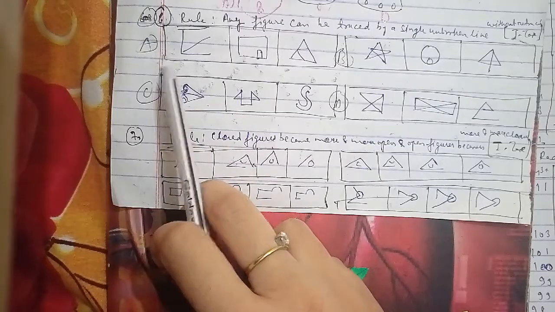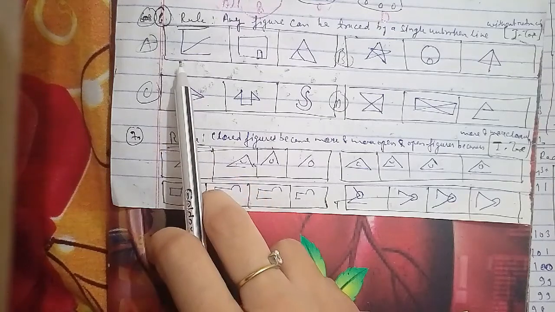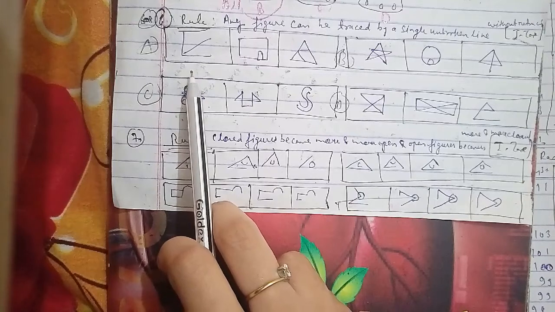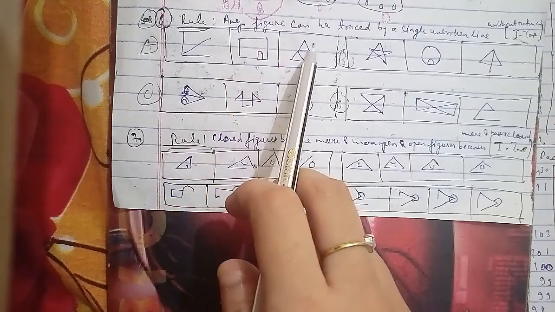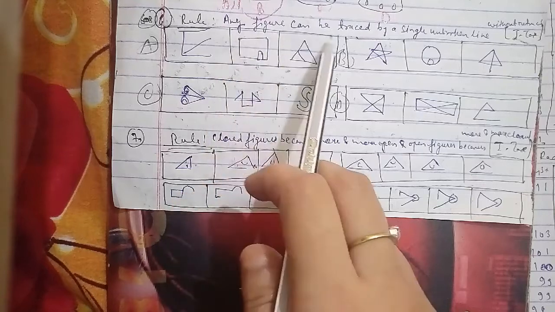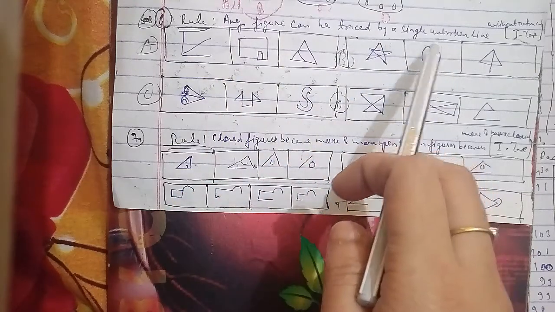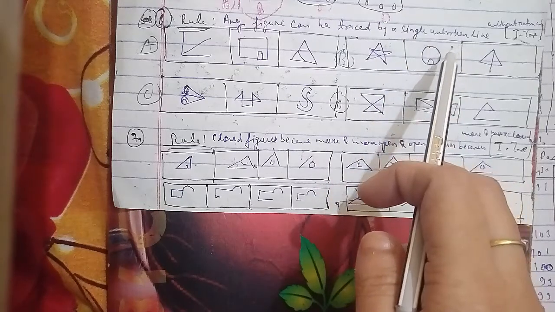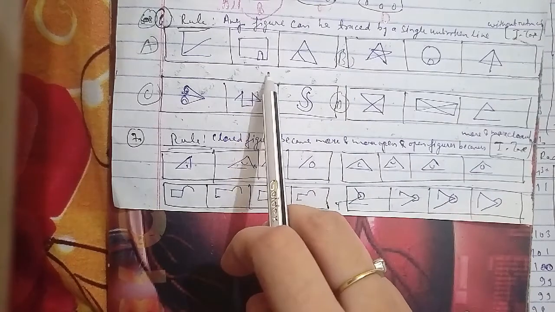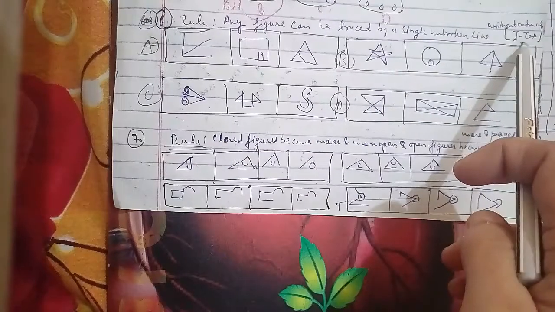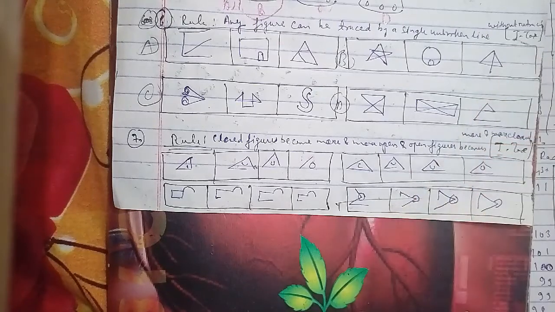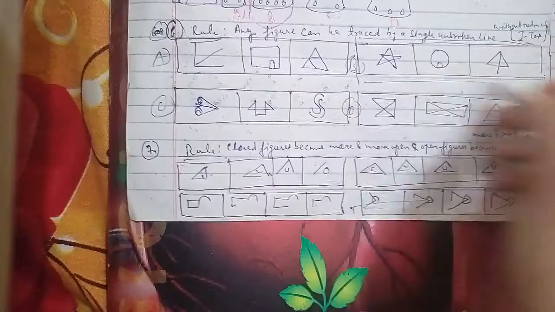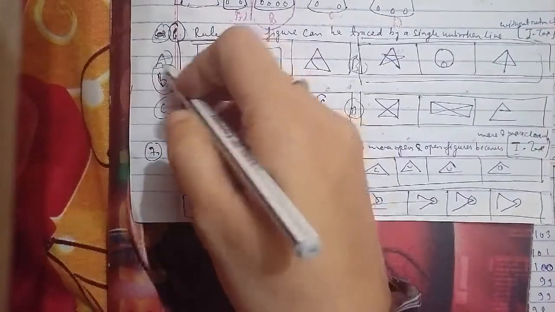Now we have to discuss the sixth one, as I told you, and that is also an important one. The rule is that any figure that can be traced by a single unbroken line without retracing. This was asked in your income tax examination paper, and the B figure will be the right answer for this question.